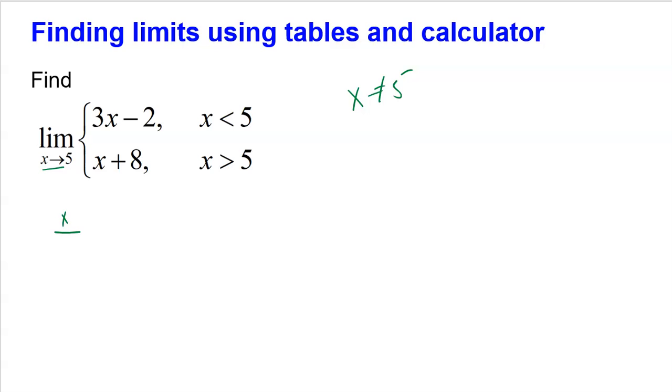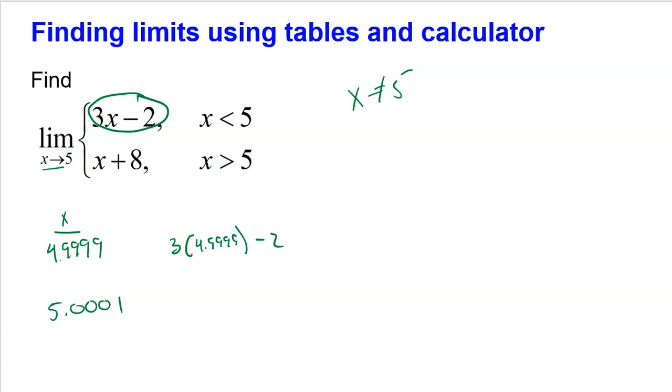So left-hand side, we would be talking about like 4.9999. And from the right-hand side, that'd be like 5.0001. So if I want to go from the left-hand side below 5, like 4.9999, I need to use this top equation. So I need to plug 4.9999 in to that top equation.